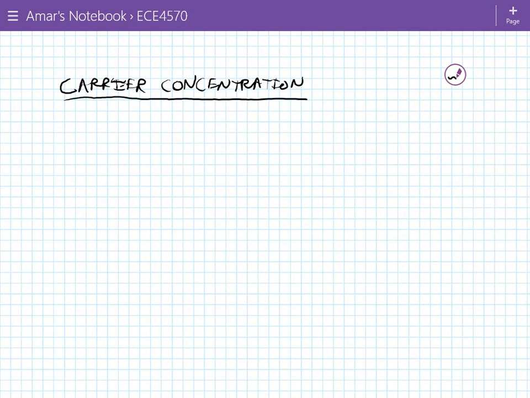So carrier concentration. What is the definition of carrier concentration? Density of charge carriers. We say the number of carriers. Let's take two specific examples: number of electrons per centimeter cubed, or the number of holes per centimeter cubed.